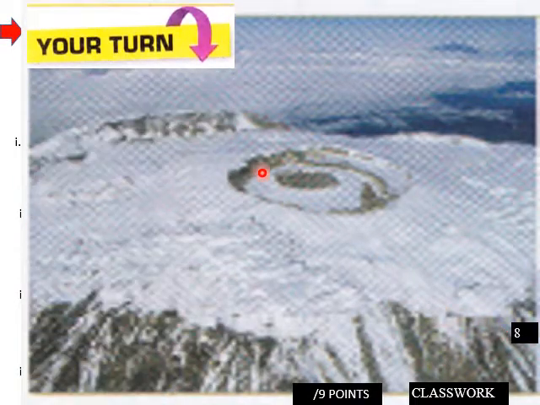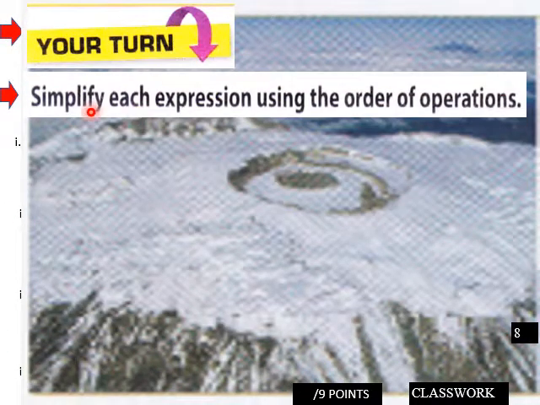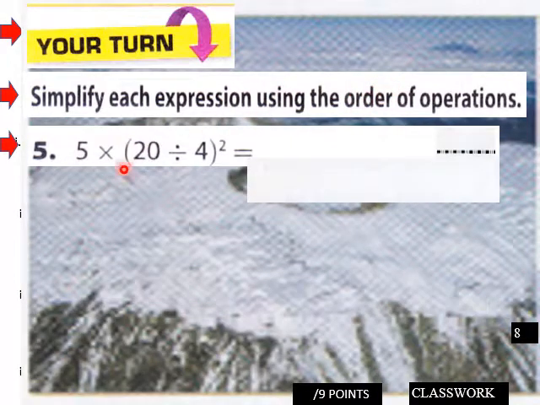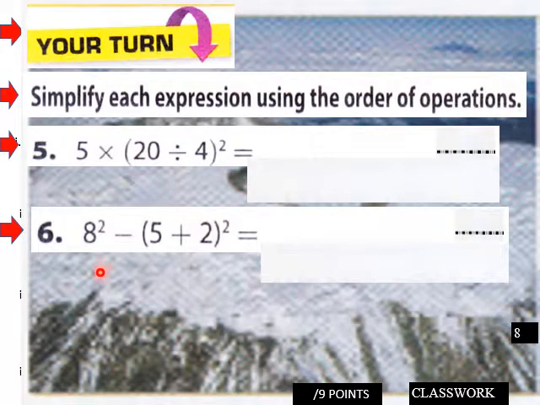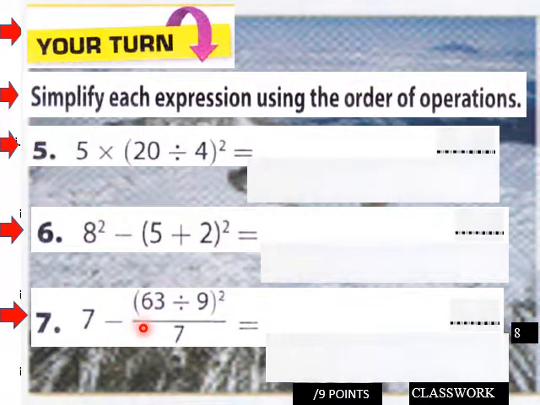Okay, page 8 here. And then your turn, students, here. Simplify each expression using the order of operations. So for number 5, 5 times quantity 20 divided by 4 squared. That's number 5. And then 6 here, 8 squared minus the quantity 5 plus 2 quantity squared. And then for number 7, 7 minus 63 divided by 9 quantity squared divided by 7. So teachers, give your students about 3 minutes to do these. See you in 3.